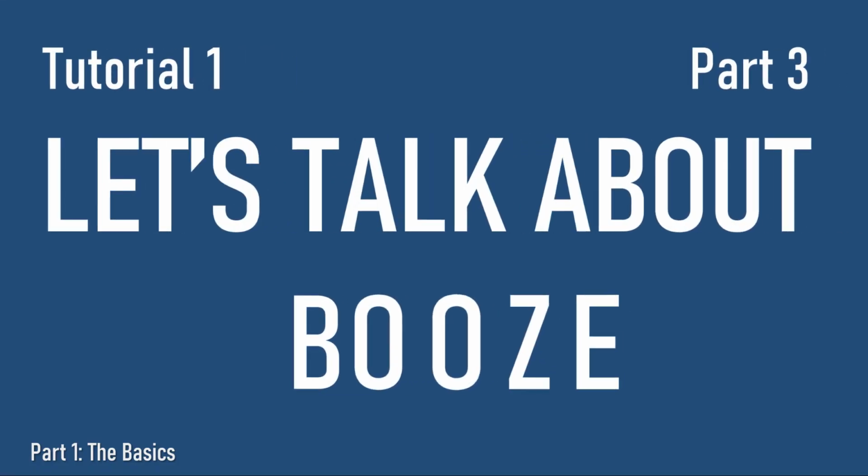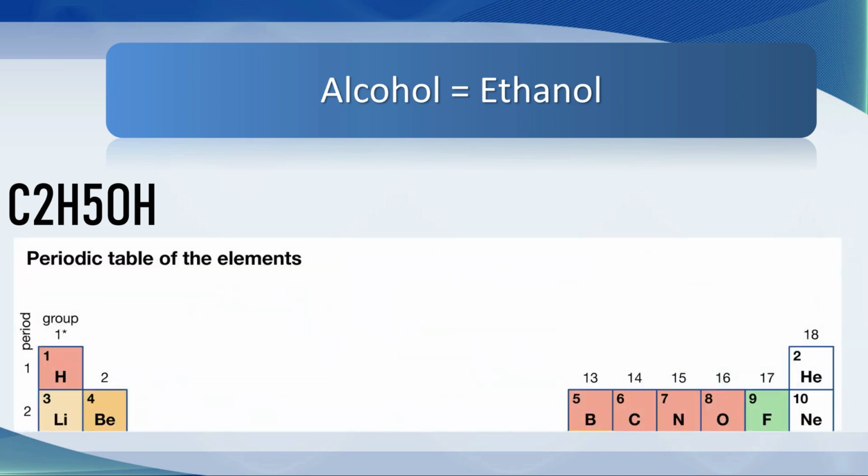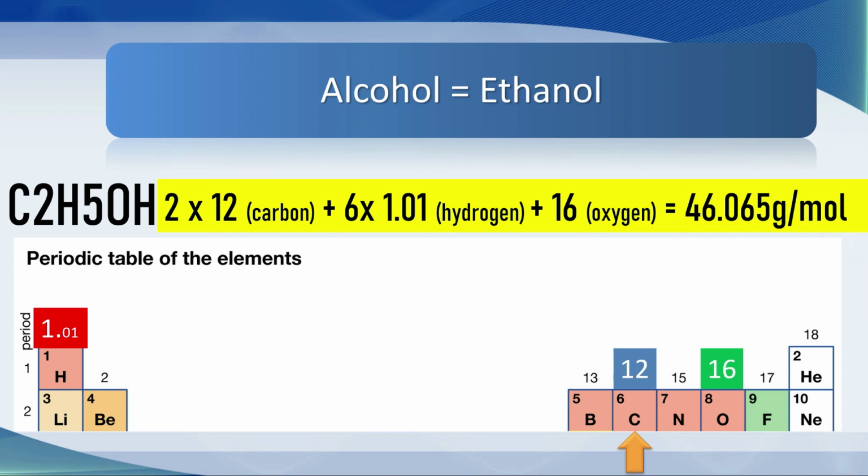Part 3. Let's talk about booze. When we talk about alcohol, we're really referring to ethanol, and that has a chemical formula of C2H5OH. Going back to the periodic table, here is atomic number 1, hydrogen, which has an atomic mass of 1.01. Element number 8 is oxygen with an atomic mass of 16. And element number 6 is carbon with an atomic mass of 12. So 2 by 12, 6 by 1, and 16 is 46.065 grams per mole. That is the molecular mass of ethanol.